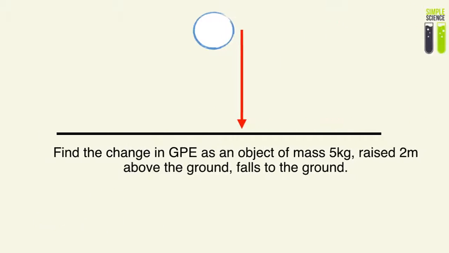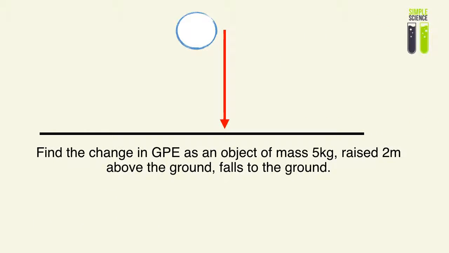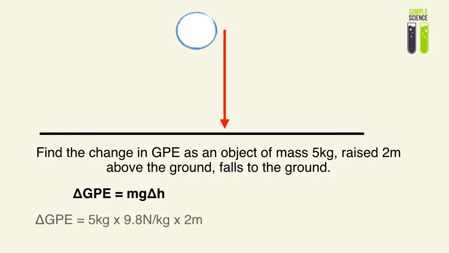But, for example, this object is falling to the ground, and it is initially raised 2 meters above the ground, and it falls to the ground, and we're asked to find the change in gravitational potential energy, and that is equal to mg delta h. We can plug in all the values, and you can get 98 joules.